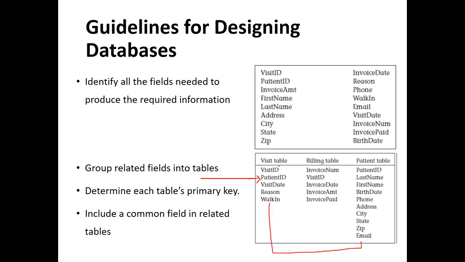Now, for every visit, patient has to make payment. So in the billing, we will have a visit ID. You see that? So that is how we are creating common columns between the tables. Now the patient is related to visit and the visit is related to the billing. So we'll talk about this inshallah in future as well in detail.